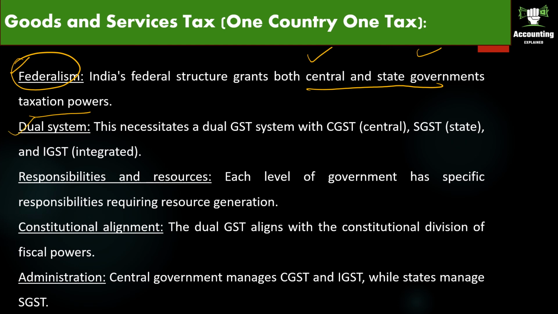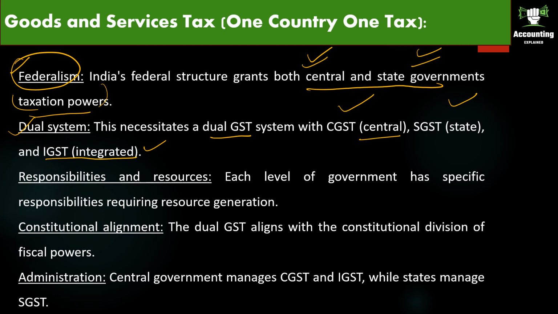Dual system. This necessitates a dual GST. Since both central and state governments can have taxation power, we have a dual GST system, that is CGST, which is central, SGST, which is state, and IGST, which is integrated. What is IGST? Just now we saw. With IGST, the central government collects the total and then distributes it to the respective governments.